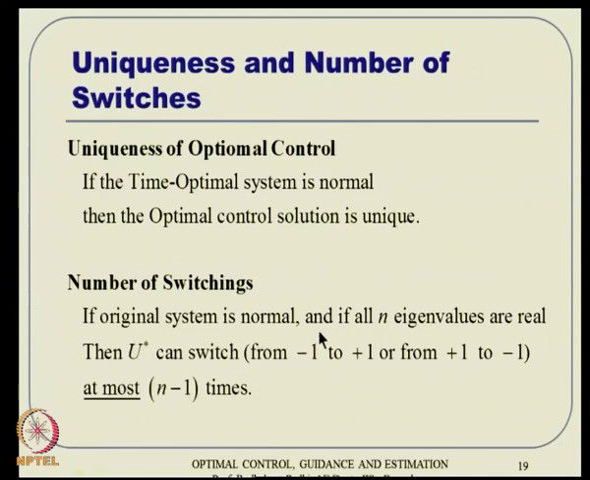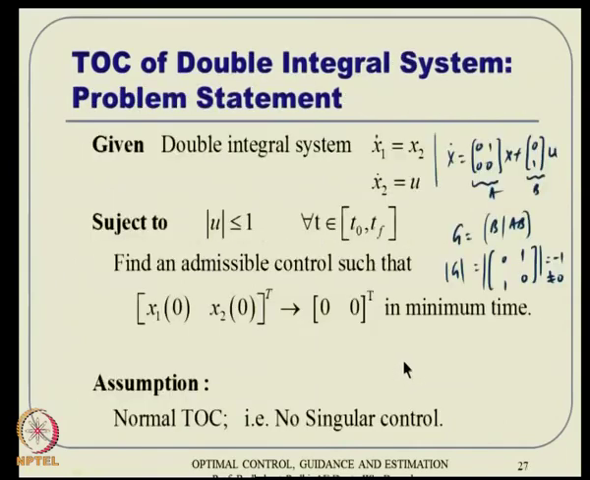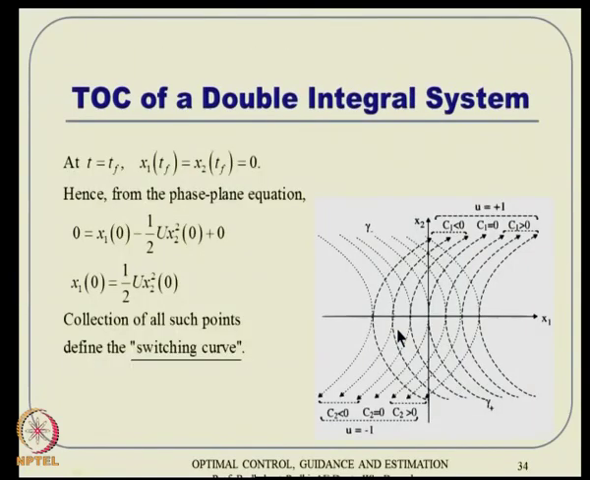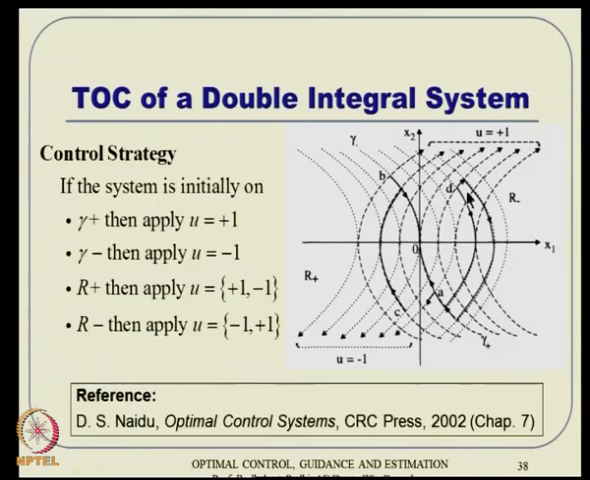If the original system is normal and it has all eigenvalues being positive and all that, then it can switch at the most n minus 1 times. N is 2 here, so n minus 1 is 1. So that kind of situation is not allowed really. This will violate that condition also basically.